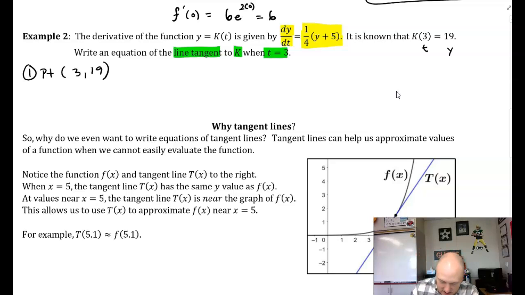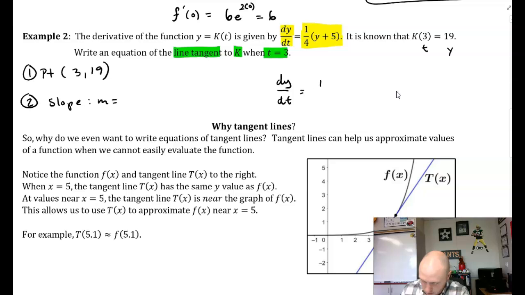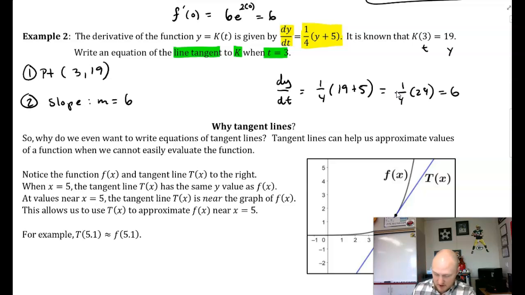There we go. And then I need a slope. I need slope, so usually I need a derivative. But in this case, they already gave us the derivative. dy/dt is equal to 1/4 y plus 5. Well, our y value is 19, plus 5. So this is 1/4 of 24, which gives us 6. So our slope is 6. And there we go, we have all the things that we need. y minus 19 is equal to 6 times x minus 3.